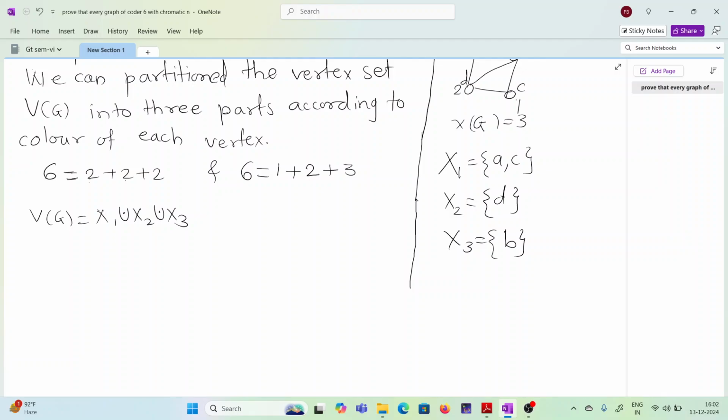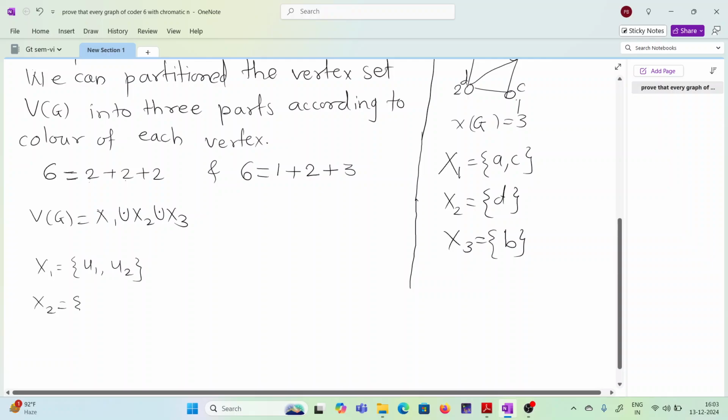So if we count the number of edges in graph G, we can count the number of edges between vertices of X1 and X2, X1 and X3, and X2 and X3. Suppose X1 has 2 vertices, suppose u1 and u2.